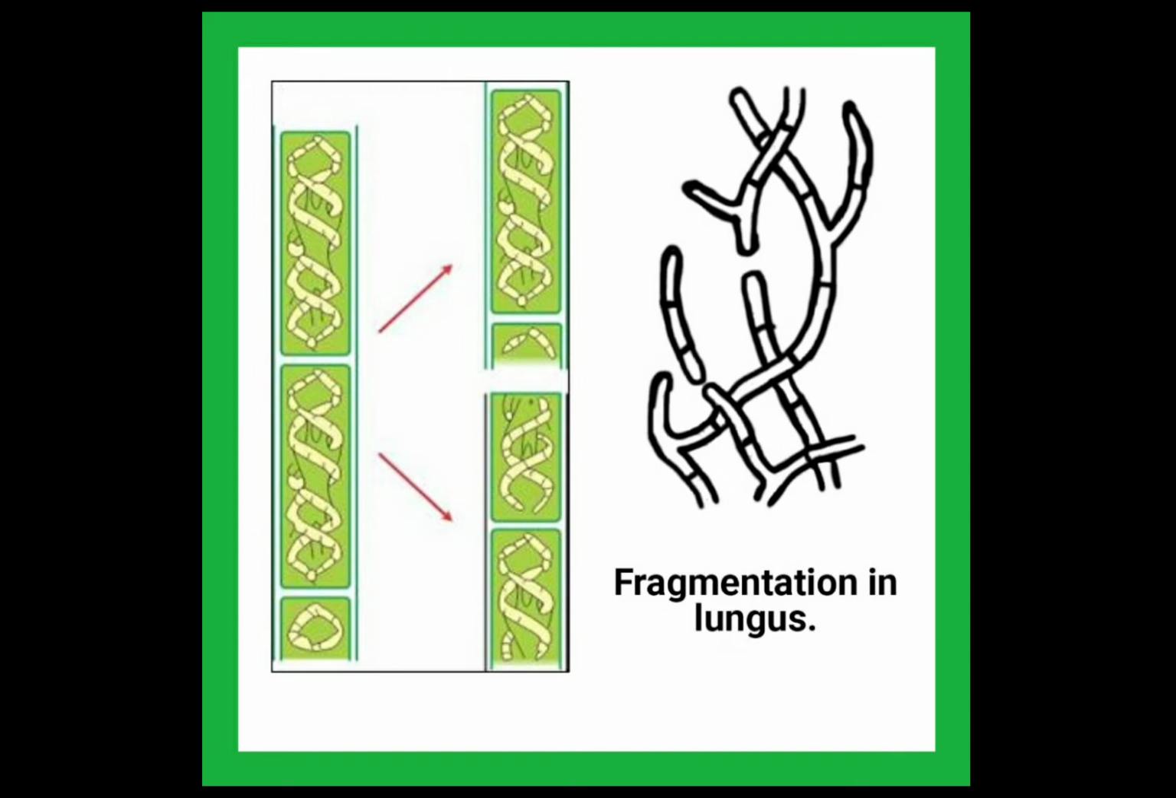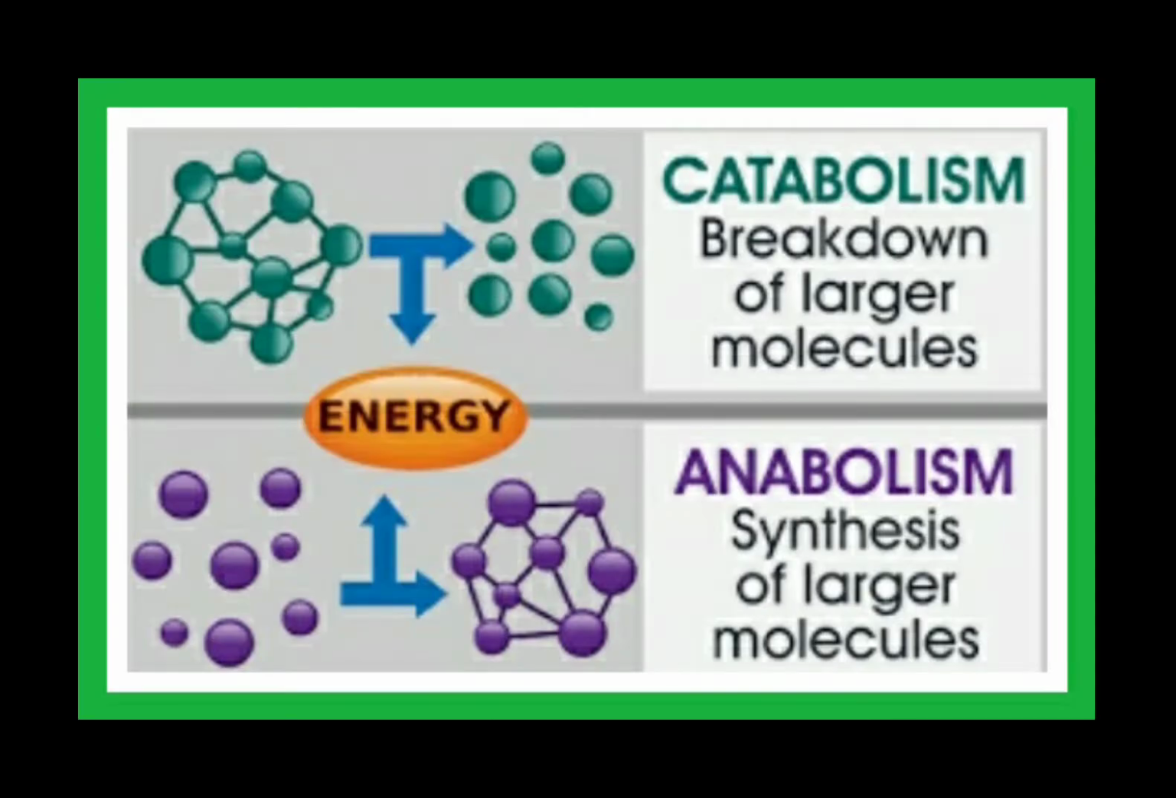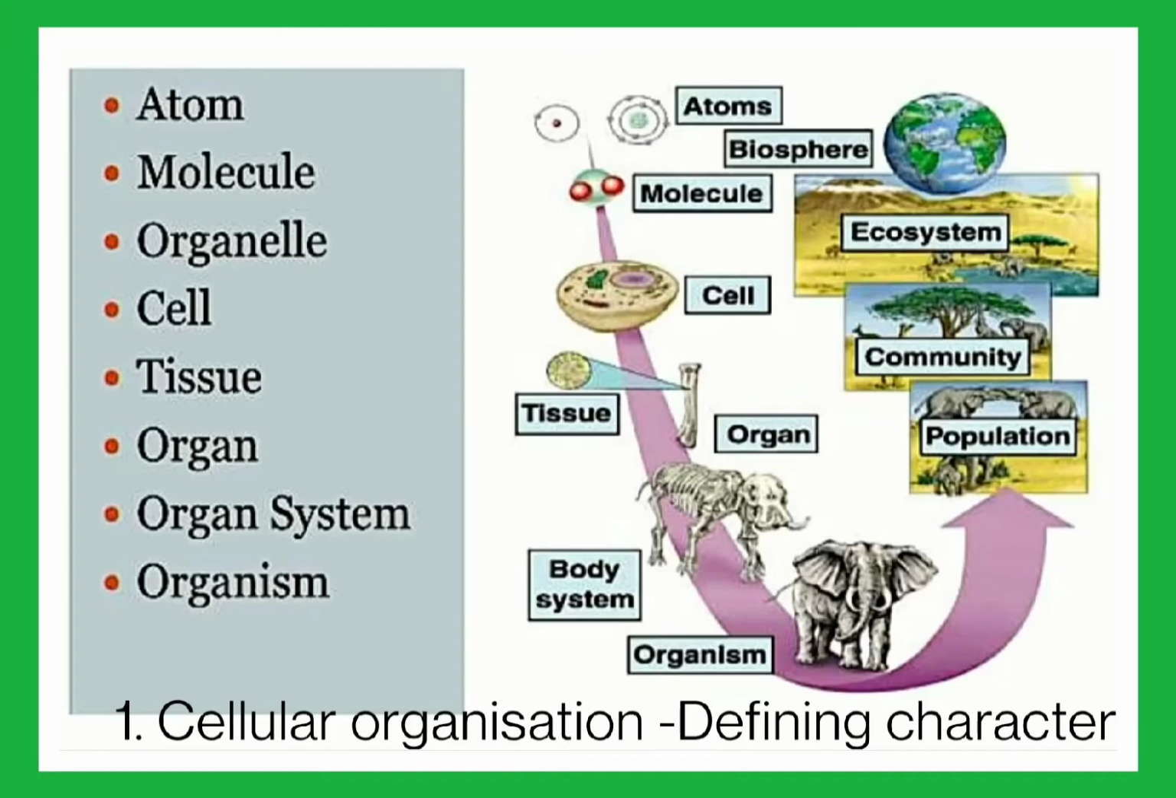There are many organisms which cannot reproduce. That's why reproduction is not a defining feature. The third one is metabolism. Living organisms are made up of many chemicals. If these chemicals are broken down, it's called catabolism. If the chemicals are made, it's called anabolism. All living organisms exhibit metabolism, so metabolism is a defining feature.